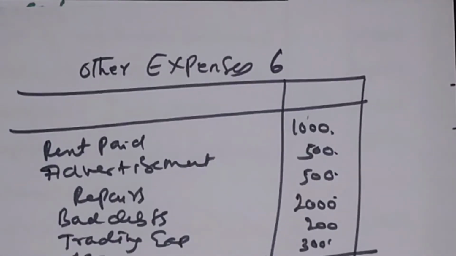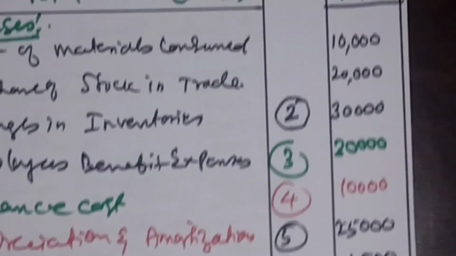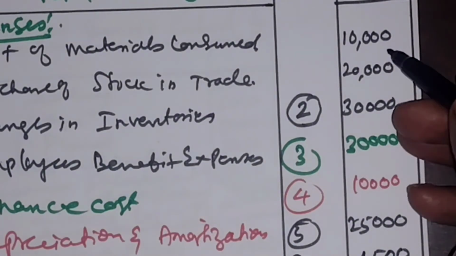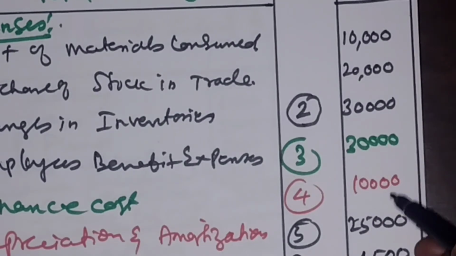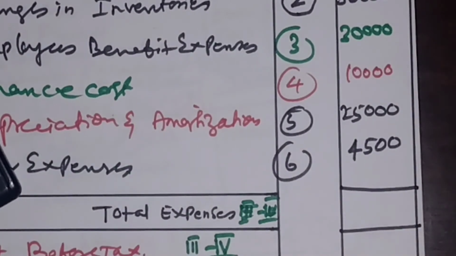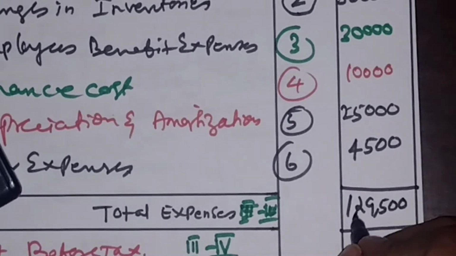Let me show it in note number 6, the other expenses. I'll take here 4,500. Now I should make a total of all these. Total 10,000 plus 20,000 plus 30,000 plus 30,000 plus 10,000 plus 25,000 plus 4,500. All that we get, we call the total expenses. The total we get here is 1,29,500.